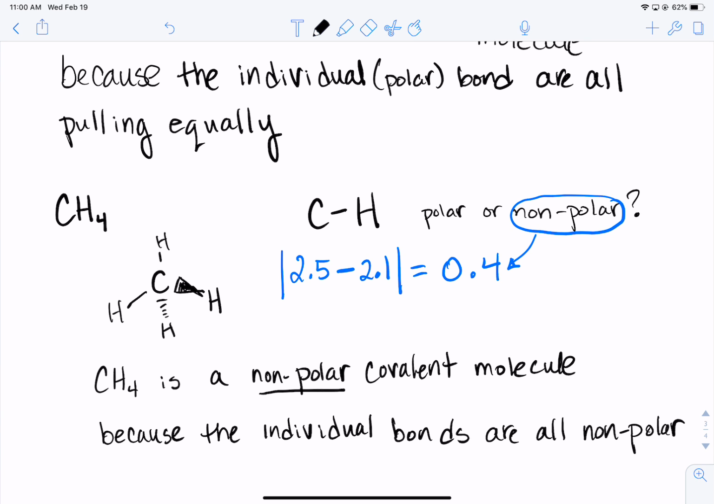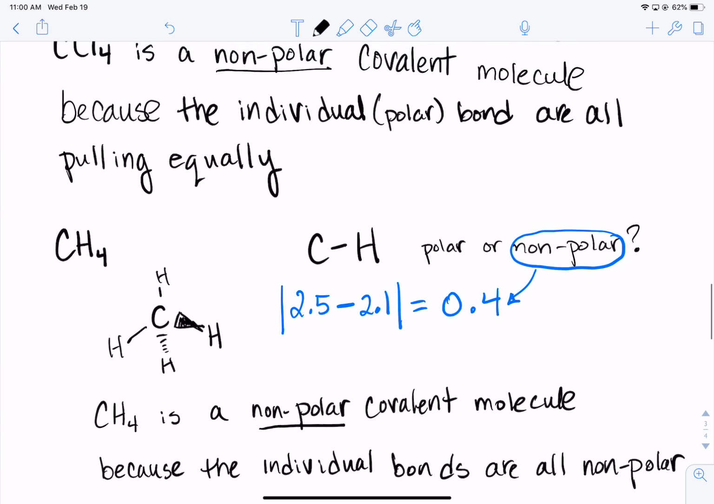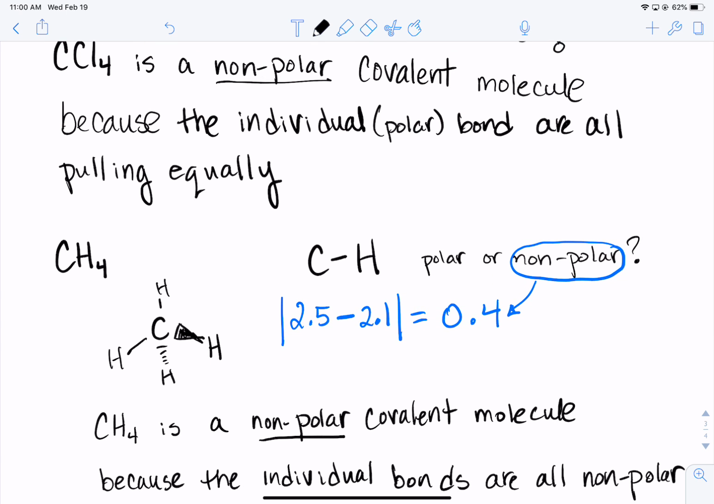So if you look here, I'm going to scroll just a little bit. CCl4 was nonpolar because the individual polar bonds were all pulling equally. Versus CH4 is nonpolar because there is no pull at all. The individual bonds are all nonpolar. This whole thing is nonpolar. So they're both nonpolar, but for two different reasons.